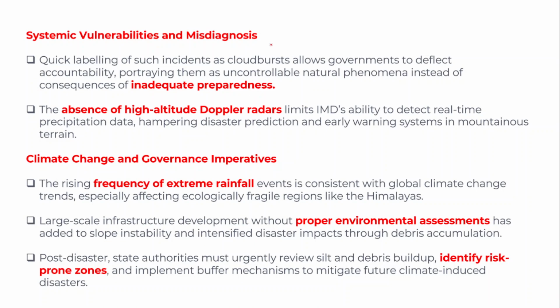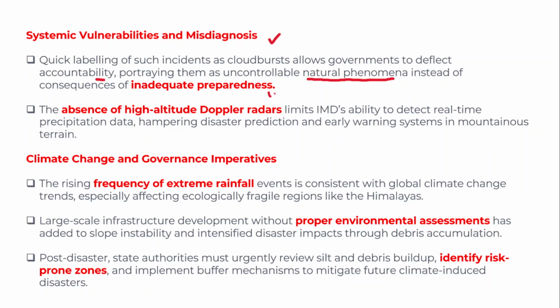Now let's understand the strategic vulnerabilities and misdiagnosis of such weather phenomena. Quick labeling of such incidents as cloudburst would allow governments to deflect accountability, portraying them as an uncontrolled natural phenomenon, right? They just shift the blame or responsibility to uncontrolled natural phenomena. So therefore we cannot do anything. Therefore we should not label them as a cloudburst. Rather, we should understand what exactly triggered such a weather phenomenon, or such a large scale disaster. If we can carefully understand this, we could actually prevent such large scale weather related disasters as well.